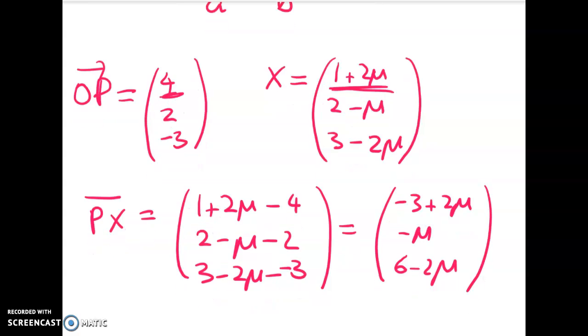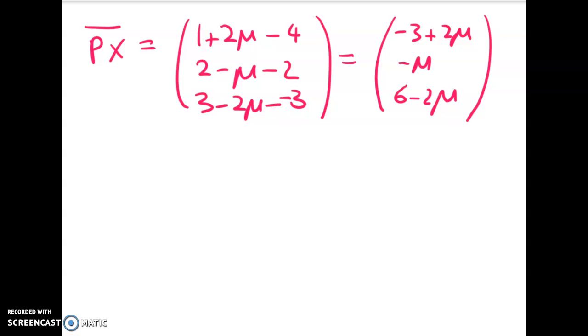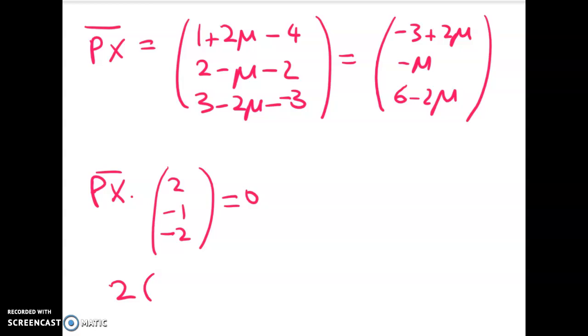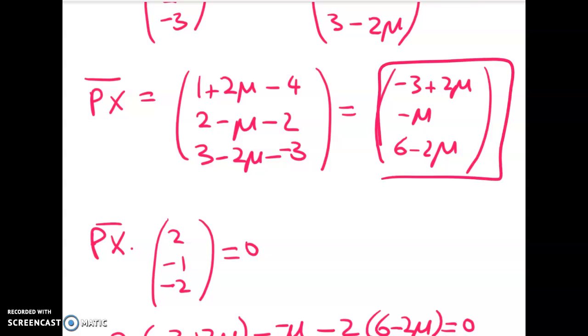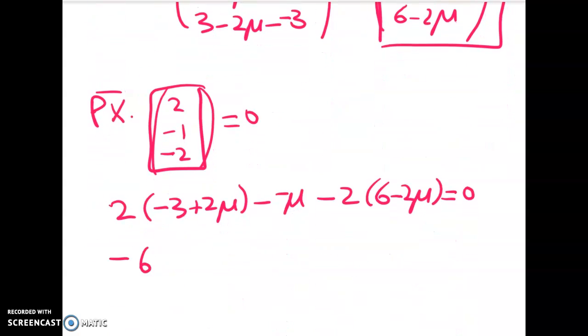Right, so we know that PX has to be perpendicular to the direction of that line L. So we're going to use the dot product equaling 0 property from AS. Let's work that through. That gives me 2 times (-3 + 2μ) minus (-μ) minus 2 times (6 - 2μ) equal to 0. What am I doing there? Well, that's my PX vector, and I'm dot producting it with the direction of L. Negative 6 plus 4μ plus μ minus 12 plus 4μ equals 0.